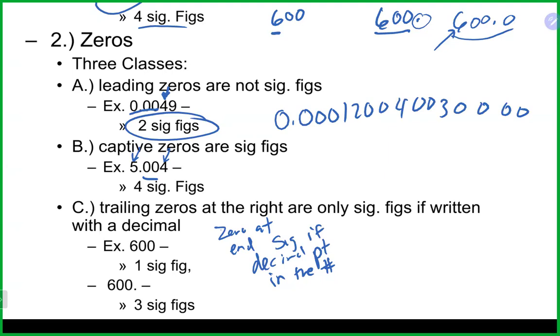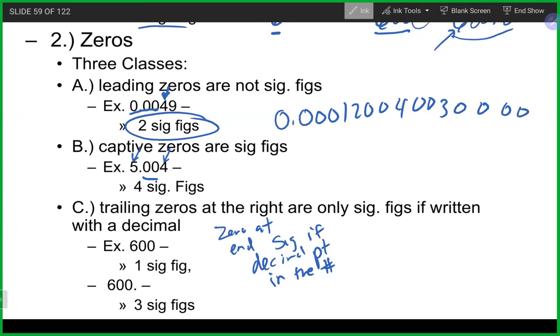If I had a number like 0.000120040030000, how many significant figures in that crazy measurement? I don't know either. I was just writing numbers, to be honest with you. I think there's more than one for sure. Let me see. All right, let's take a look and dissect this craziness here.